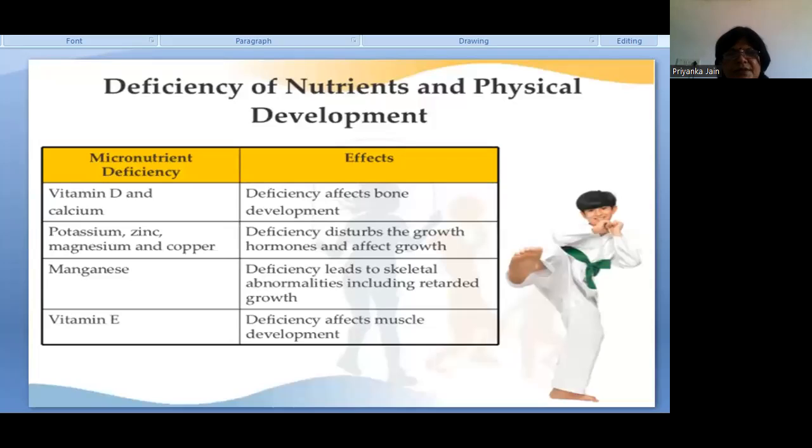Now, what are the effects of nutrient deficiency on physical development? Micronutrient deficiency, for example vitamin D and calcium, affects bone development. Potassium, zinc, magnesium, and copper disturb the growth hormones and affect growth. Manganese deficiency leads to skeletal abnormality, including retarded growth. And vitamin E deficiency affects muscle development.